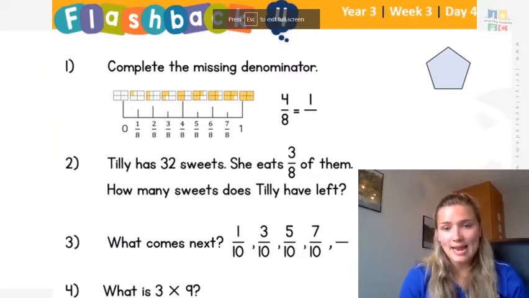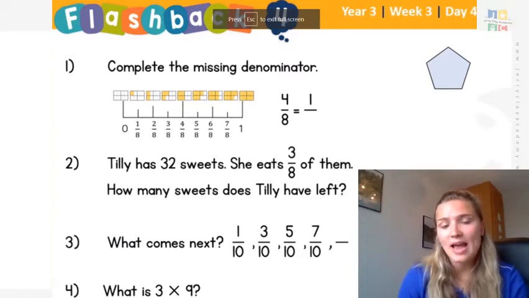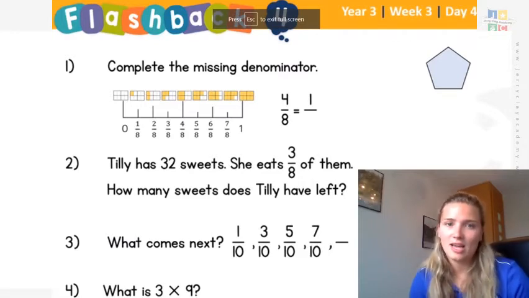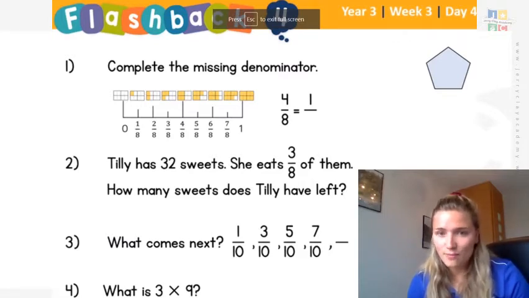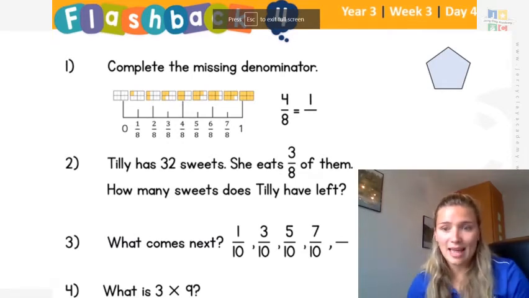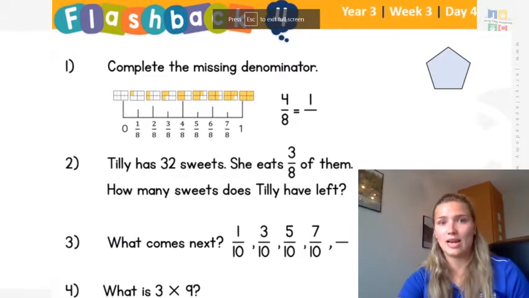And then, what comes next? Work out the pattern, work out what the numbers are going up in to find the next one. And then finally, what is 3 times 9, which will be a nice easy one at the end. Have a go at doing your working out for this one. Once you have done that, we'll have a go at doing some of the questions together to show you the answers, and I'll also give you some extra ones to have a go at as well.